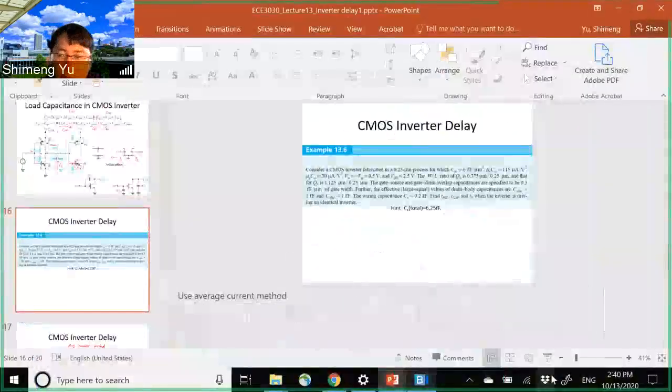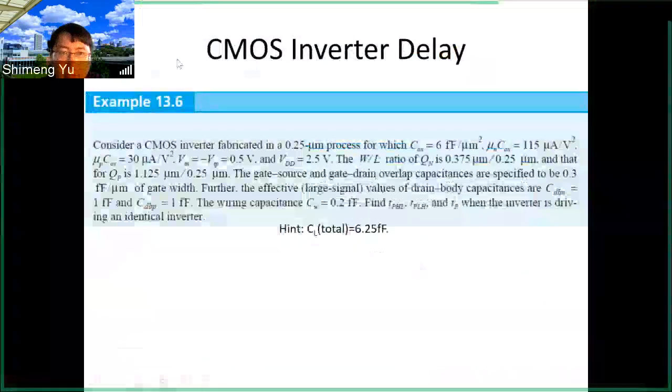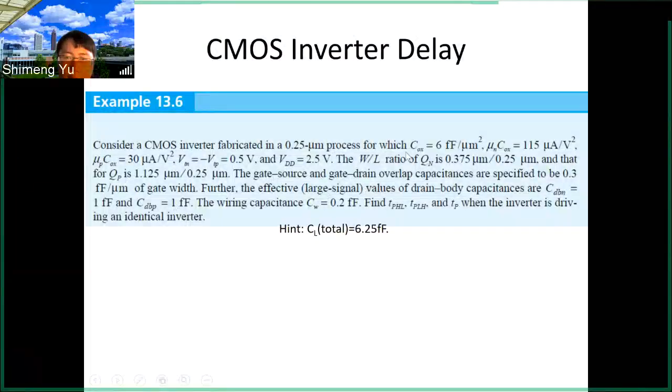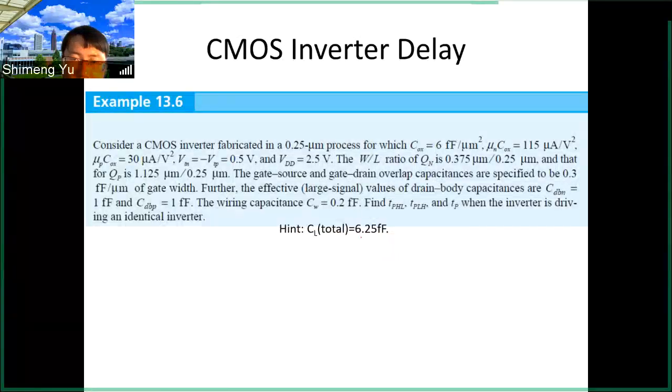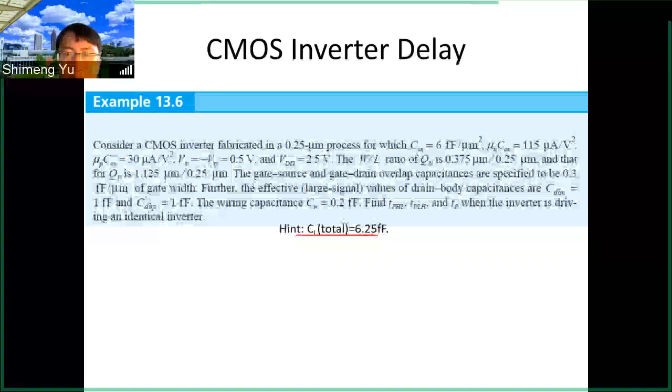All right, so then let's look at one example to practice some of our approaches mentioned earlier. This is a CMOS inverter delay, and the parameters of this inverter are given, like those numbers here. To make it simple, we directly give you the C total, which is 6.25 femtofarad, and then calculate the TPHL.